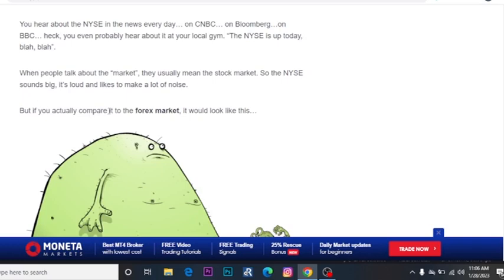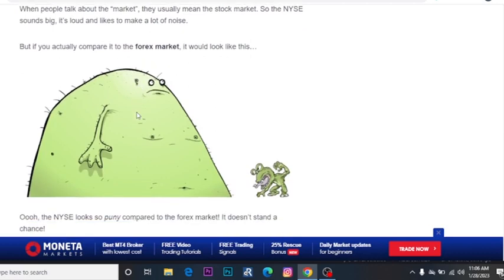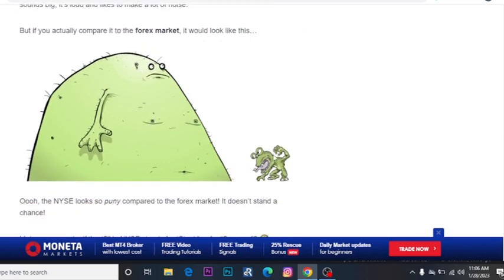But if you actually compare it to the Forex market, it would look like this. The NYSE looks so puny compared to the Forex market. In this case, it doesn't stand a chance.